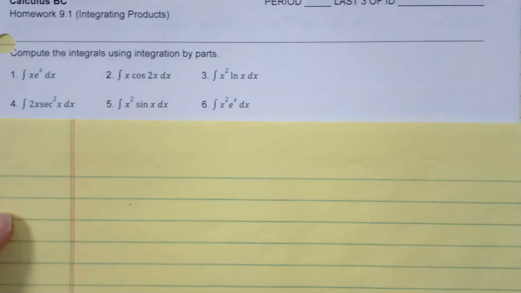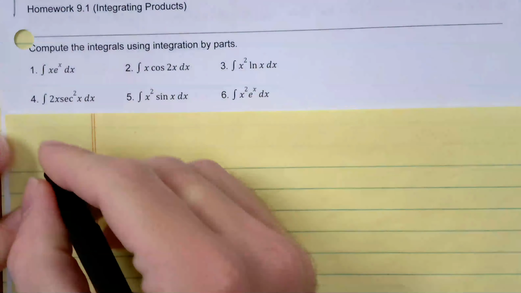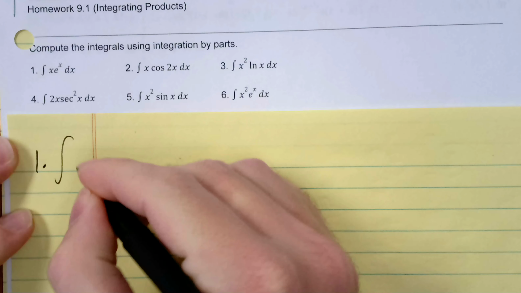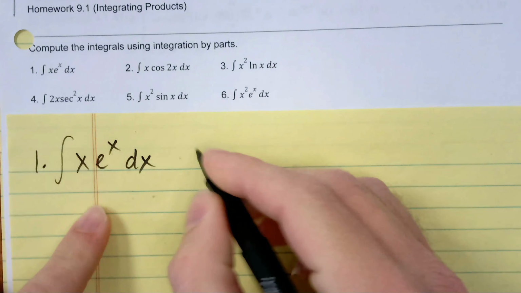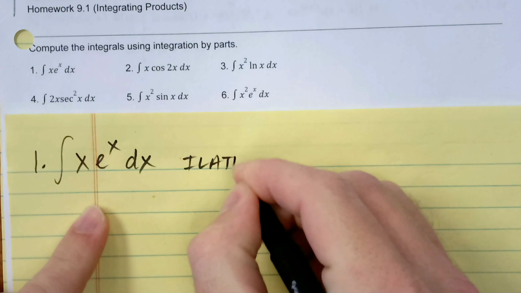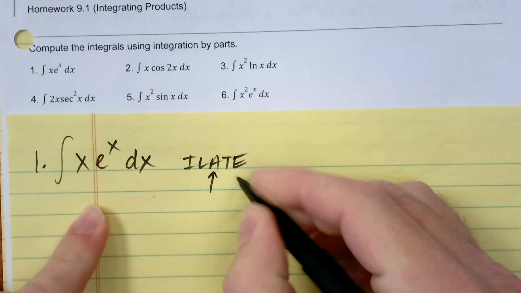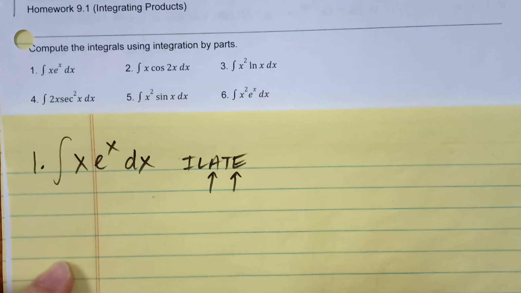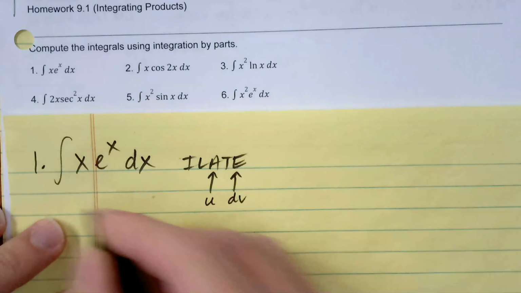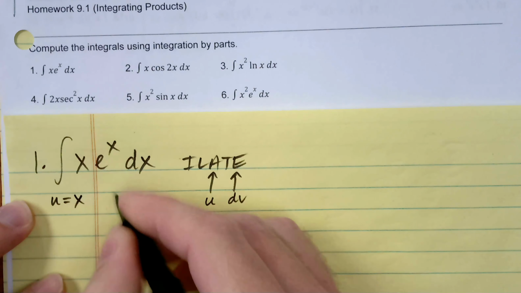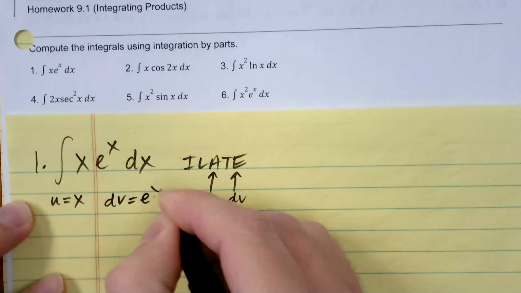All right, number one. Integral of x e to the x dx. I'm thinking to myself, LIATE. I've got an algebraic function and an exponential function, so I need to let algebra be u and exponential be dv. So u equals x, dv equals e to the x dx.